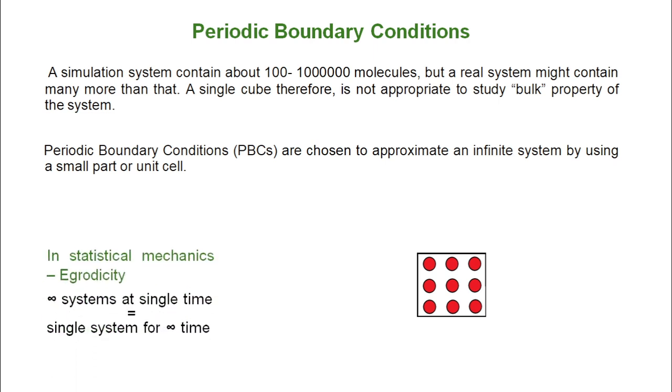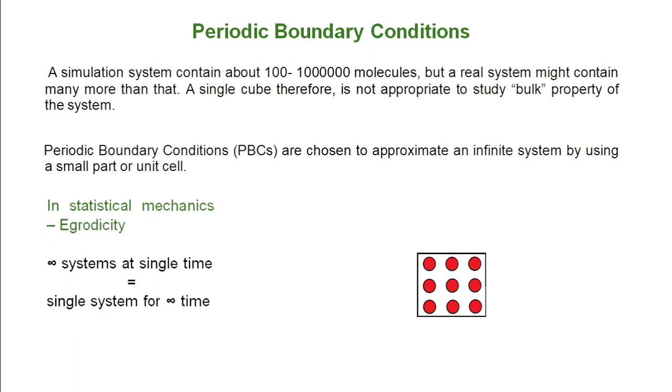Okay, so in statistical mechanics there is a concept which is ergodicity. Okay, which tells us that an infinite system at a single time equals a single system for infinite time. That means if we are trying to assess the behavior of a system which is infinite, then we can do that by simulating a finite system for infinite time. Okay, so if we use this small system for infinite time, we create replicas of this box in all directions of this simulation box.